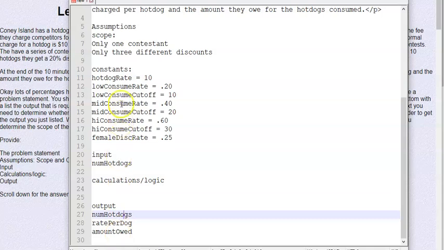And then I went up here and I did our constants, and I saw that the hot dog rate is usually $10. It's 20% off for 10, and it's 40% off for 20. You can see I put the cutoffs there, and 60% off for 30. So all the constant numbers.